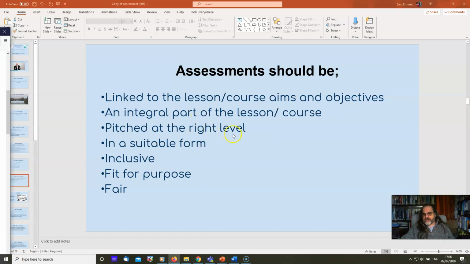Otherwise, there's no chance they're going to get anywhere before we even started. Your assessments need to be pitched at the right level. It's not much use us asking very young people or people with low ability to produce a dissertation. It's just unrealistic. They need to be in a suitable form.